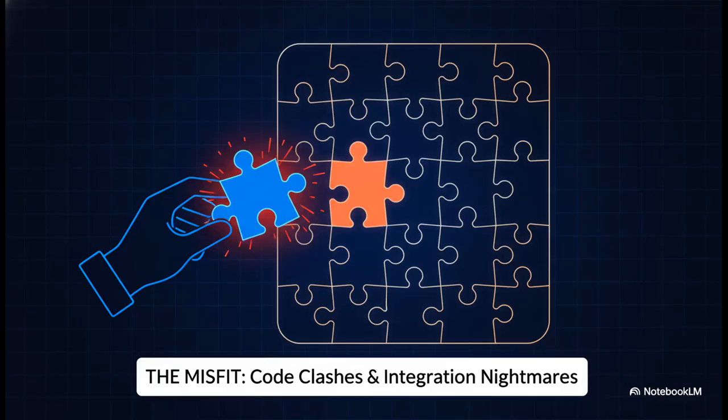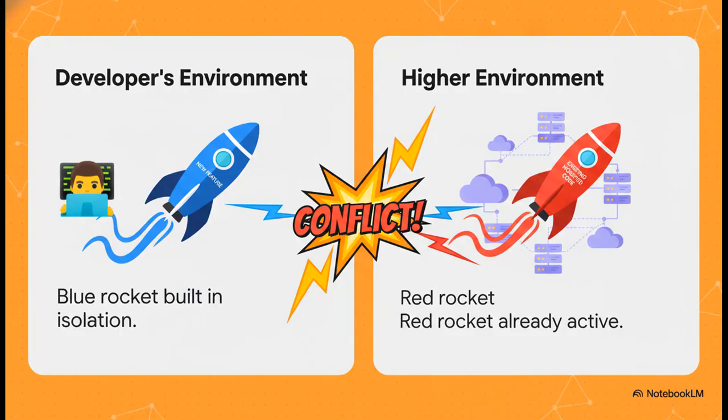And here's where things get messy. It's not until they try to promote their code to a higher environment, like UAT, that they finally get to see the whole picture. So what happens when their puzzle piece just doesn't fit? What if it totally clashes with the code that's already living there? This image is the perfect example. Let's say a developer builds this awesome blue rocket feature in their sandbox. But when they go to promote it, they find out there's already a red rocket in the higher environment. The component is there, but somebody else has already changed it. And welcome to a classic, super frustrating merge conflict.